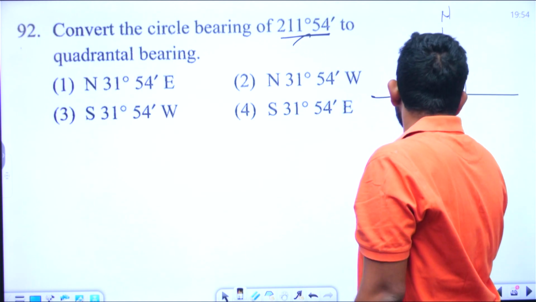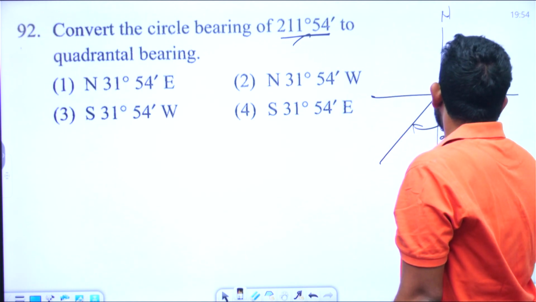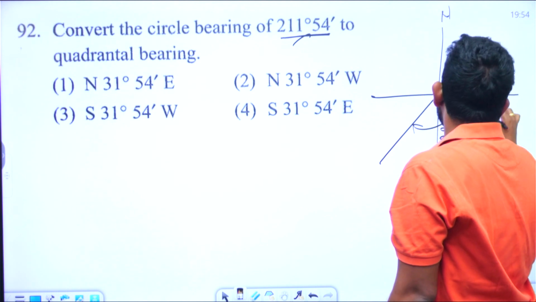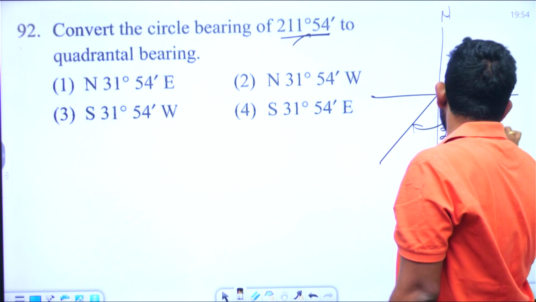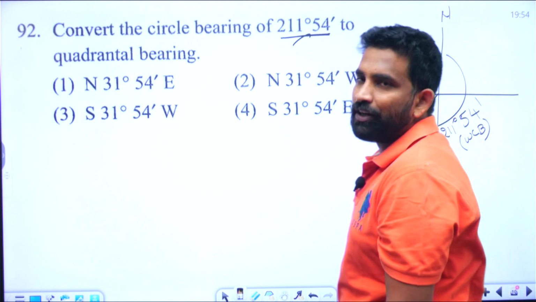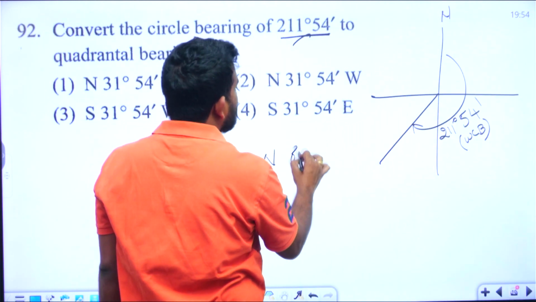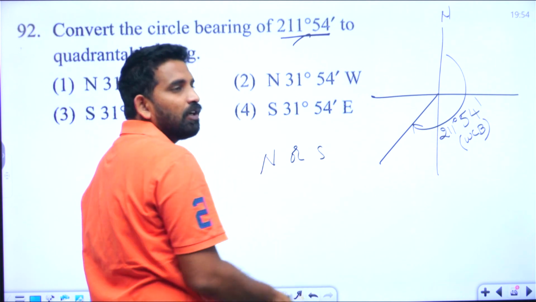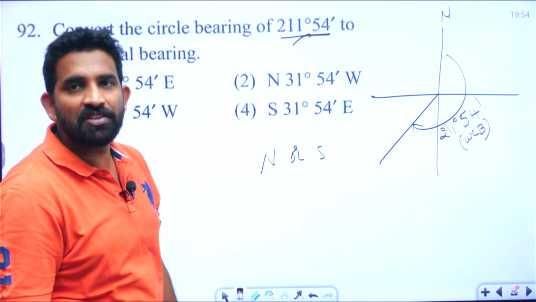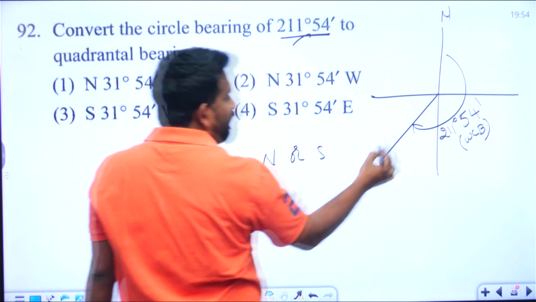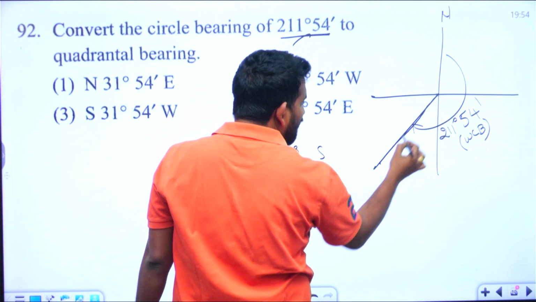The bearing that was given was 211 degrees 54 minutes. So this is the whole circle bearing. Now we are supposed to find the reduced bearing, and we do know that the reduced bearing is taken with either north or south as the reference line, and we can move in a clockwise or anti-clockwise direction as well. Now we are supposed to find the bearing of this line in terms of reduced bearing.